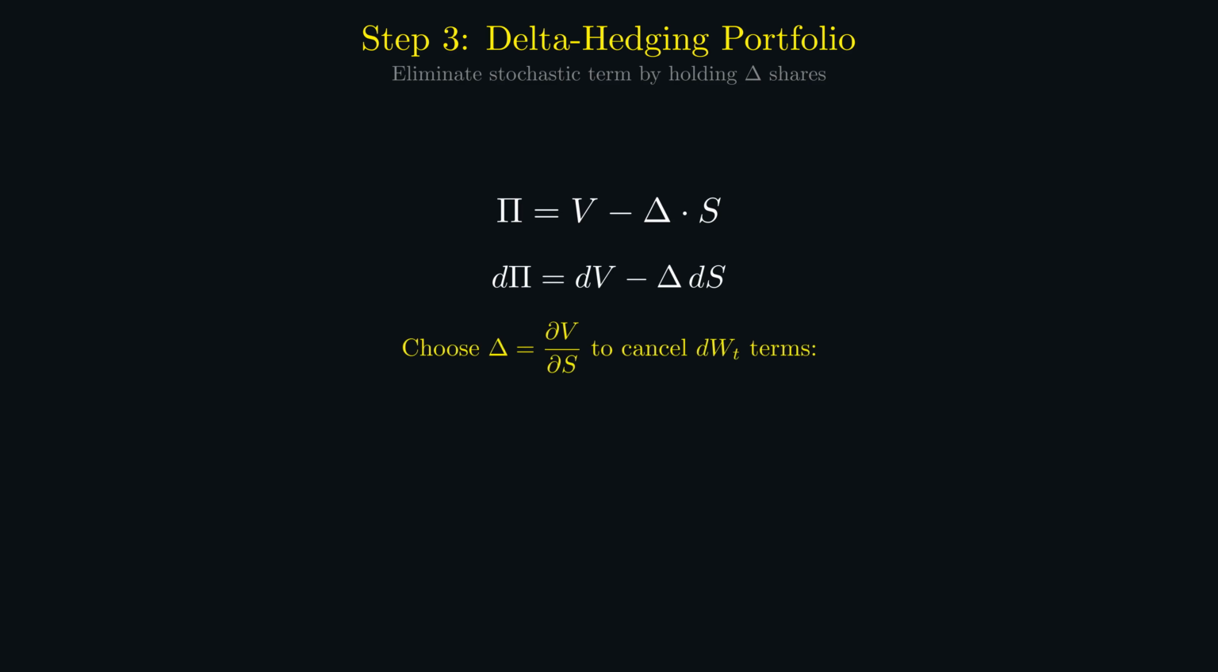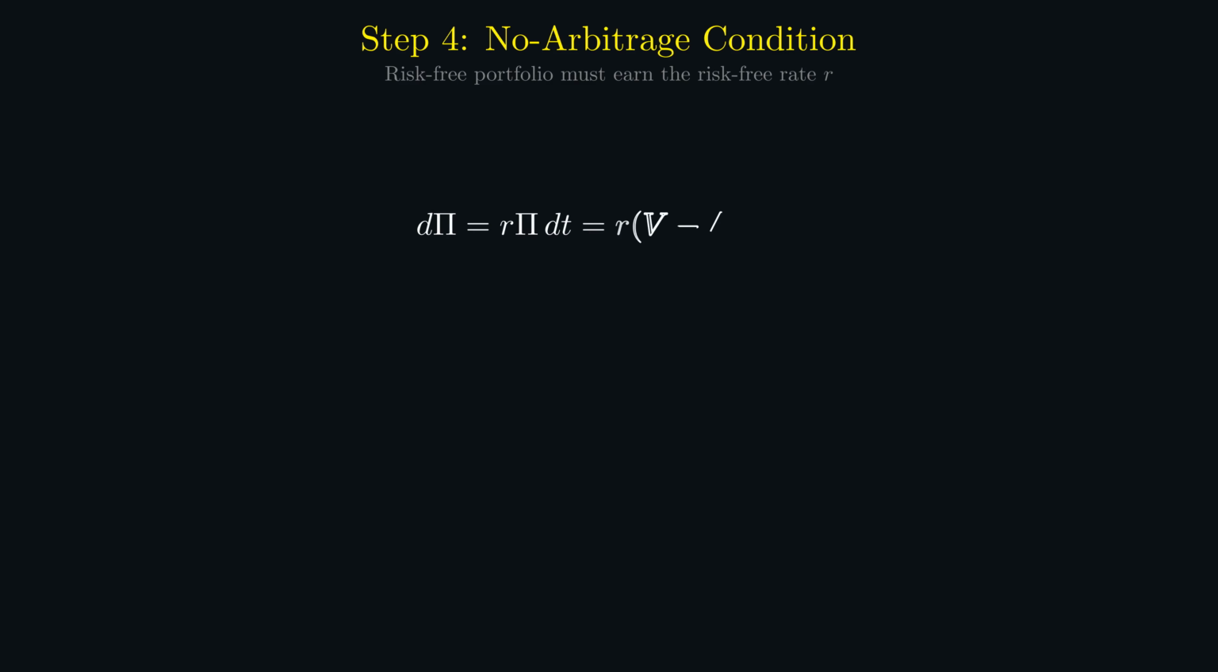The key insight: we can hedge away all randomness. Form a portfolio Pi holding the option and short delta shares of stock. The change in the portfolio mixes the random terms from dV and dS. If we set delta equal to the option's delta, the partial derivative of V with respect to S, the dW_t terms cancel exactly. What remains is purely deterministic.